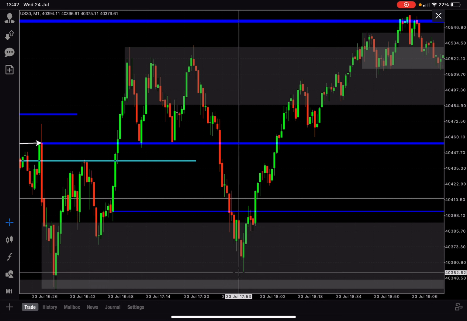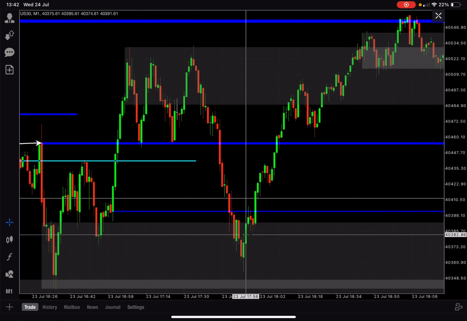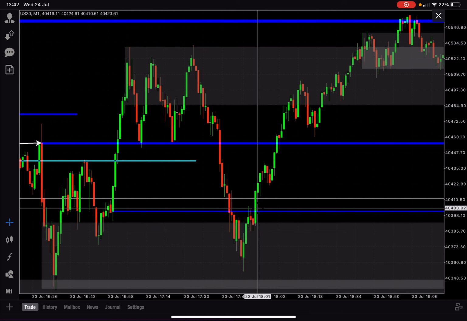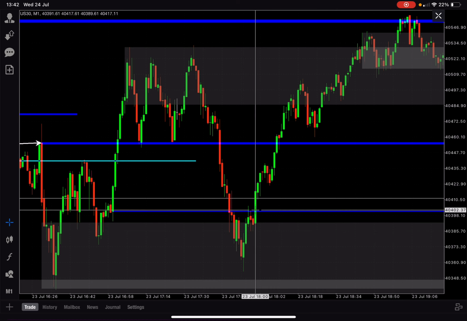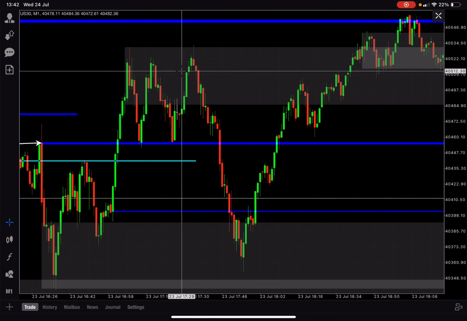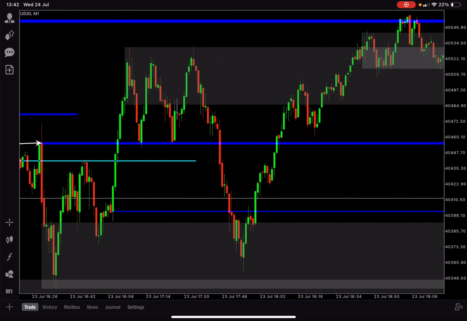So your stop loss would be either at the low if you're entering early, or it would be here if you're entering around this candle here. And you'd be looking to target this area at least.